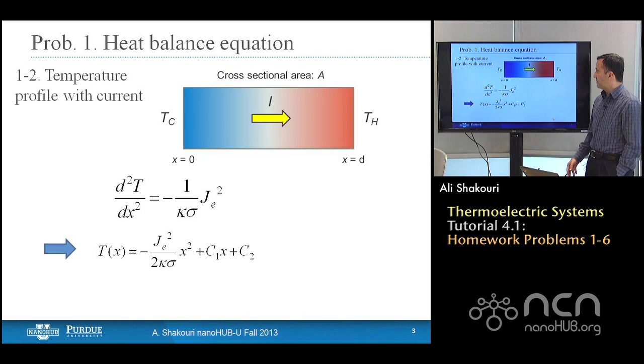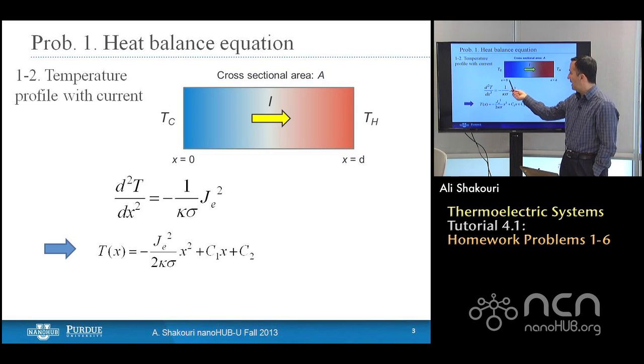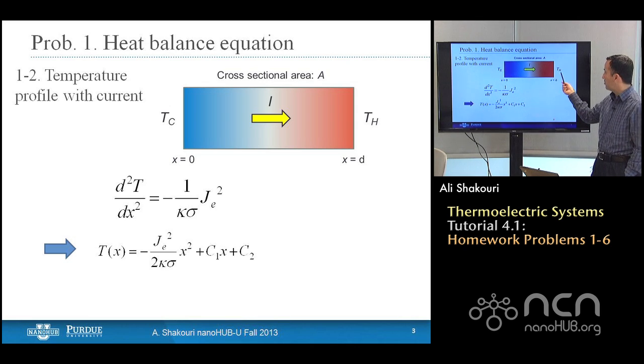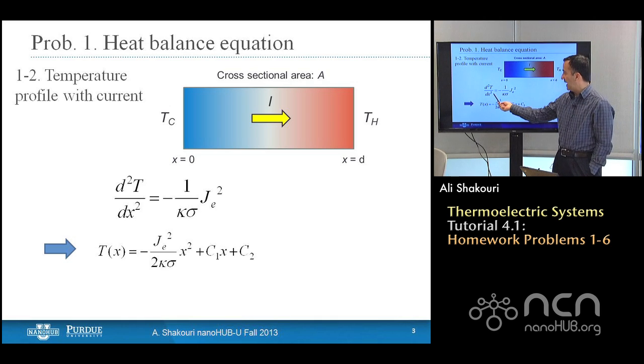Now let's solve this for a specific boundary condition. The boundary conditions we are applying: the current flows, and at position x equals 0 the temperature is given by Tc, and at position x equals d the temperature is given by Th. This is the equation we had just on the previous page. The second order derivative is proportional to a constant. The solution of this is quite simple.